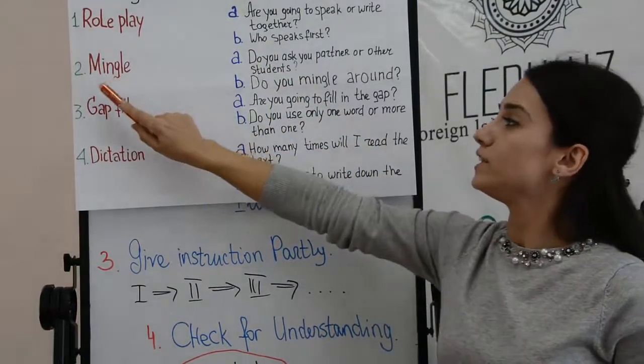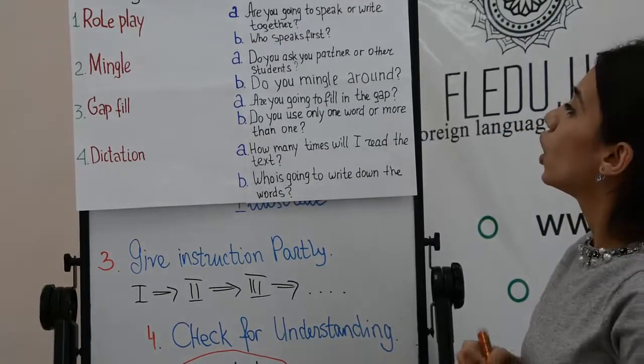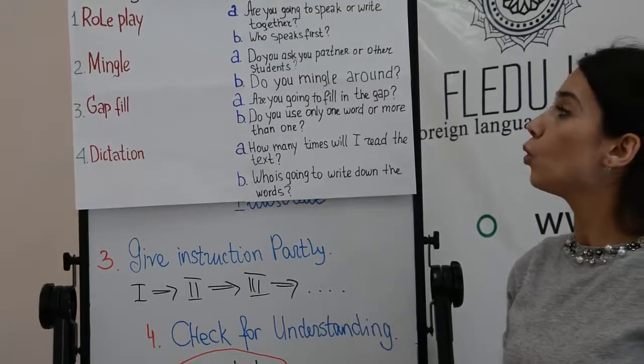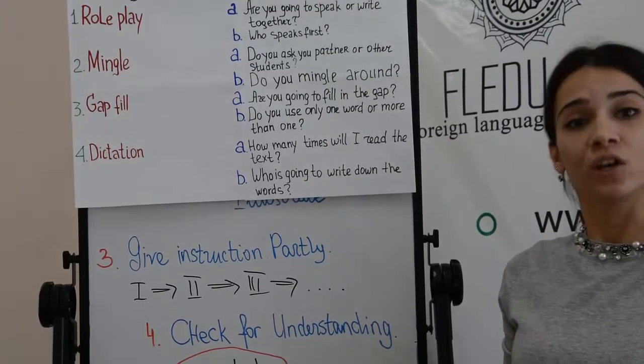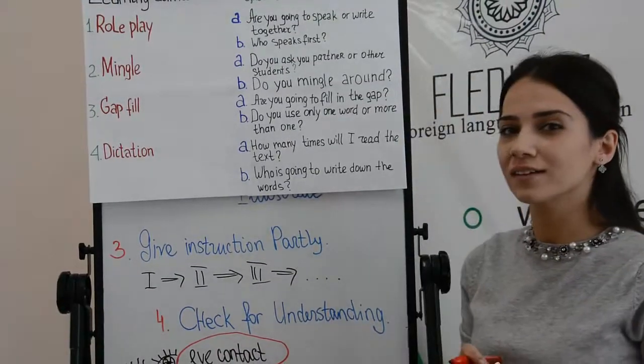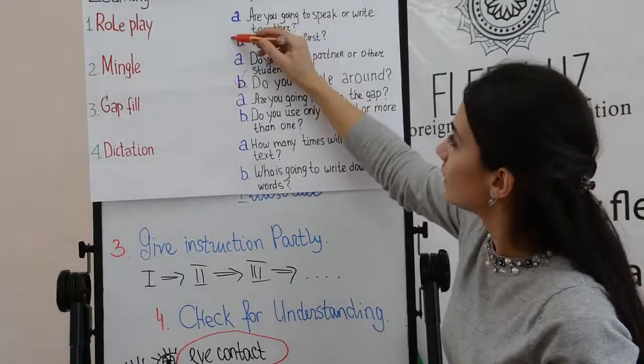Next activity is a mingle. Teacher may ask, A, do you ask your partner or other students? Or B, do you mingle around? What is the answer? What do you think? Yes, of course it is B.